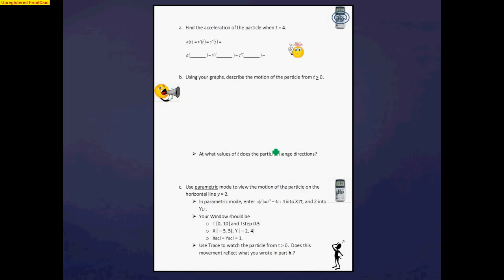So find the acceleration of the particle when t is 4, right? Acceleration is v prime, which is s double prime. The acceleration at 4 is the first derivative of velocity at 4, which is the second derivative of position at 4. And remember, the acceleration function in this example was constant, and it was constantly 2. Don't forget units. Meters, not per second, but per second squared.